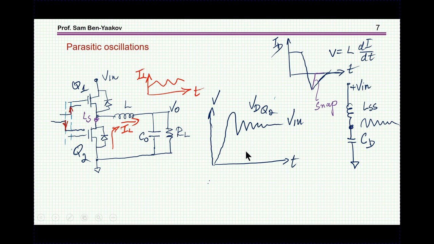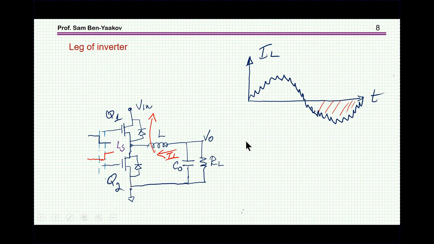Now, some diodes, by the way, have a much sharper recovery, called a snap diode, and in these cases the oscillation will be much higher, of course, because the di/dt is going to be much sharper here. So this is another consequence of this diode and the fact that you have this reverse recovery.